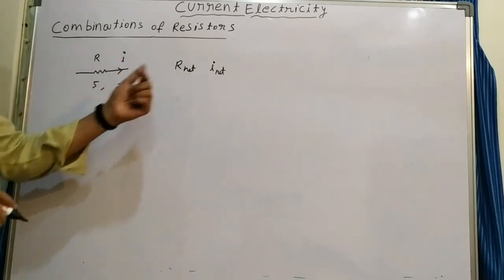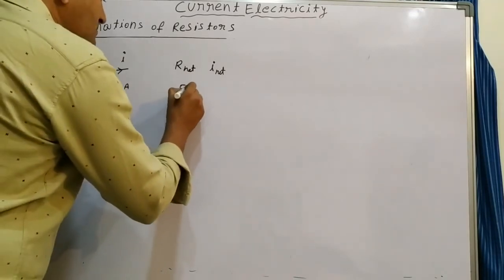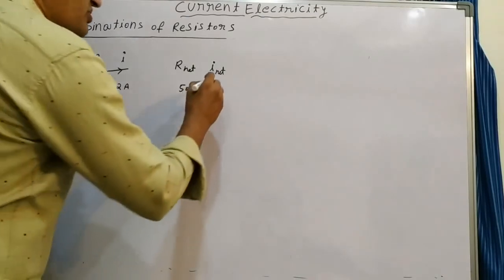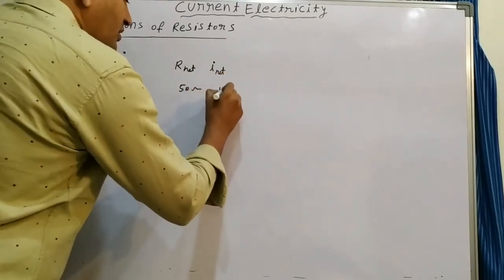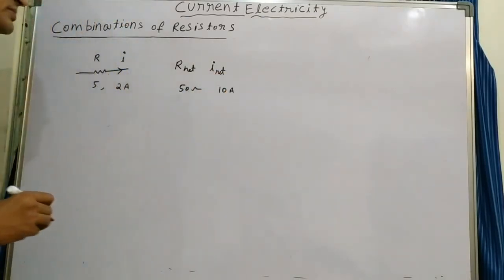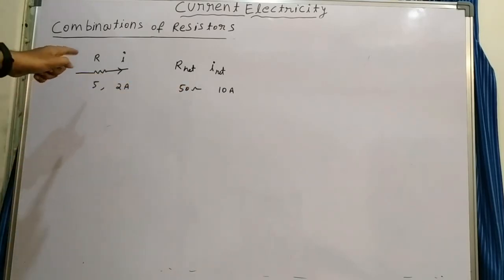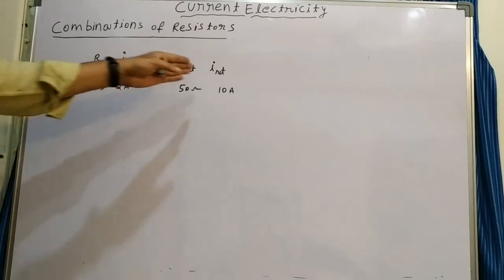And finally I need a resistance of 50 ohms, and the current flowing must be equal to 10 amperes. I need current 10 amperes and resistance 50 ohms. Suppose you use only one resistance, what happens? Its resistance is 5 and it is capable of carrying a current of only 2 amperes.